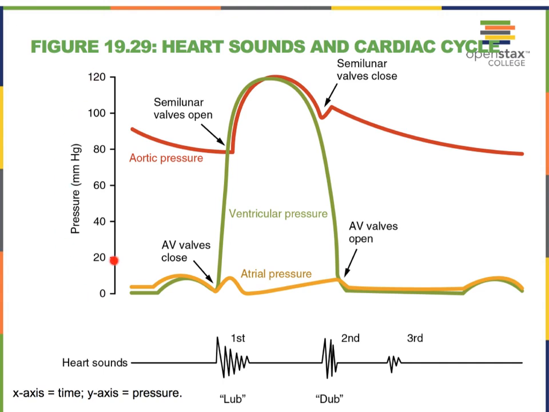So on the y-axis here we have pressure in millimeters of mercury, and then we have in the orange here the pressure in the left atrium. In the green here we see the drastic change in pressure of our left ventricle. And here in the red we see the change in pressure in the aorta. Of course, if this were the right side of the heart, this blood vessel would have to be the pulmonary trunk and the pulmonary arteries.